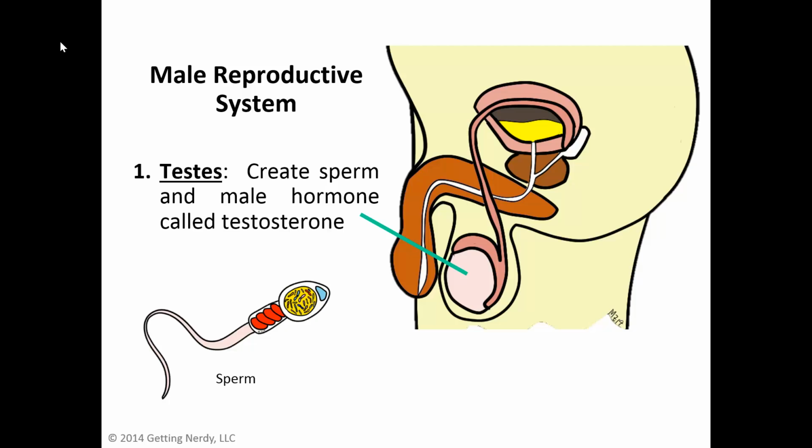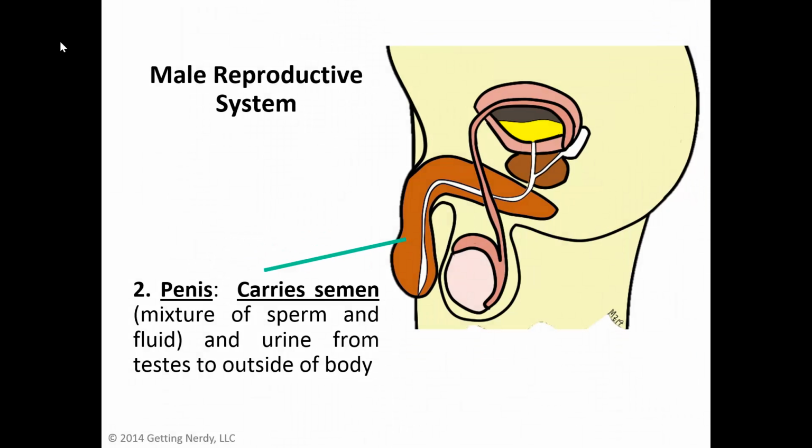The male reproductive system. Let's go ahead and take a look at the diagram. So you'll see here that the testes create sperm and the male hormone that's called testosterone. Testosterone is a hormone found in males that's part of the endocrine system, but it is released by males. It gives them their deep voice. It also allows body hair to grow as well. But the testes' main job is to create sperm, which will later be used for reproduction.